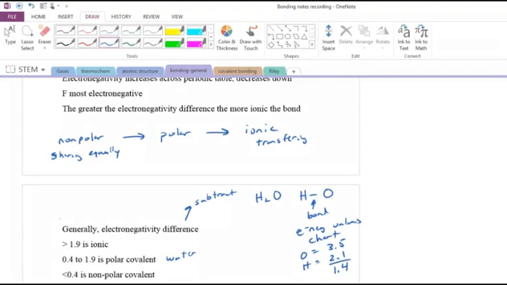If we have a difference of 0.4, we're going to consider it nonpolar. It's not perfectly equal, but it's close enough. Now up here at this upper edge, the 1.9, you've got to use some judgment. If a metal and a non-metal, I know I wrote no metal, then it is ionic, even if the difference comes out to be 1.7.